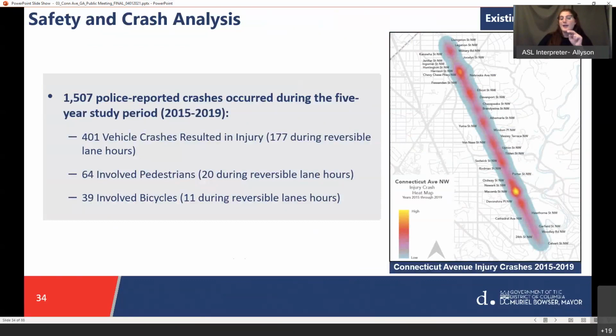Hello. The project team identified 1,507 police reported crashes during the 5-year study period between 2015 and 2019. The project team looked through each of the crash narratives and found that 401 of them resulted in an injury, 177 of those during reversible lane hours. 64 involved pedestrians, 20 of those during reversible lane hours, and 39 involved bicycles, 11 during reversible lane hours. Next slide, please.